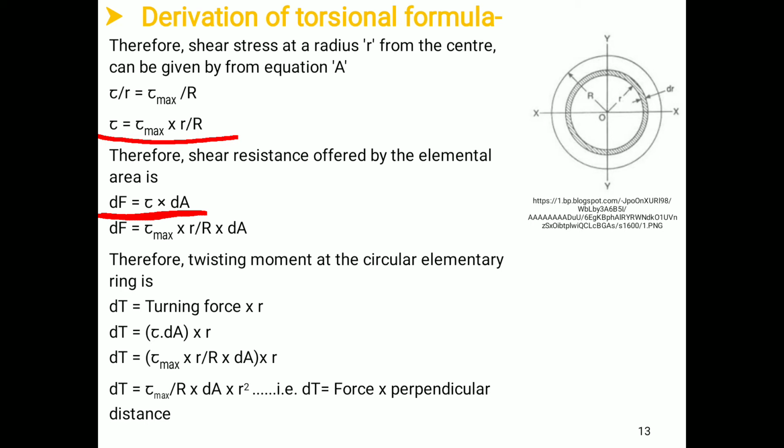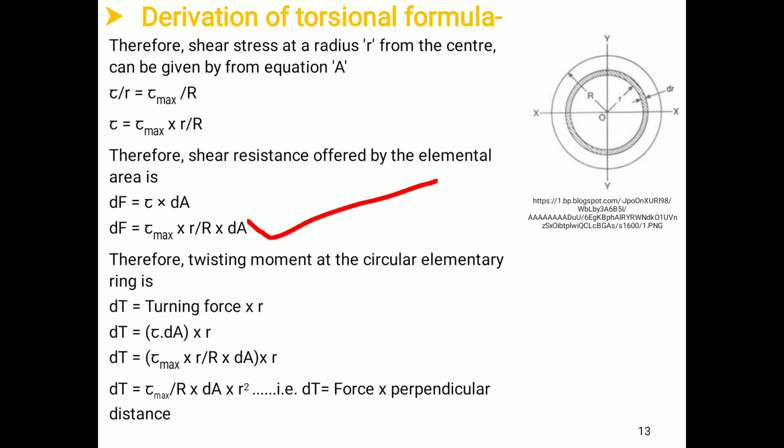So from this equation we have tau is equal to tau max into small r upon capital R. That value we will put into this equation. Therefore we have dF is equal to tau max into small r upon capital R into dA. So this is the value of resisting force offered by that particular small elemental ring.